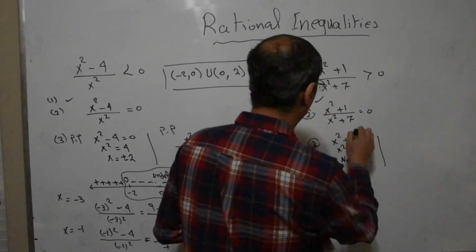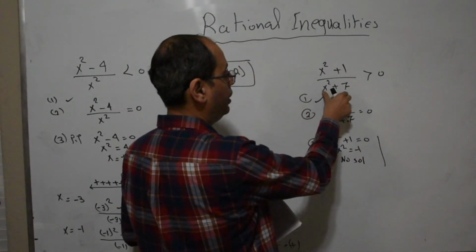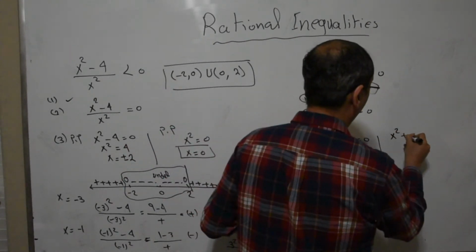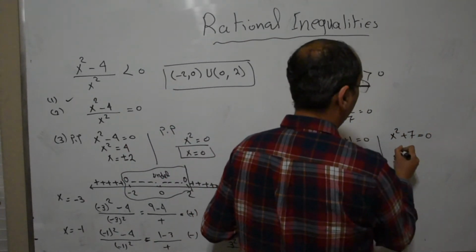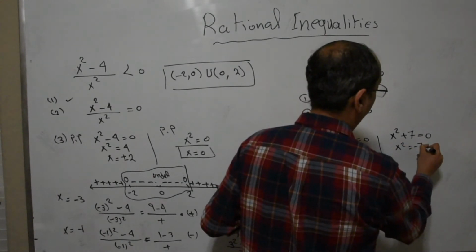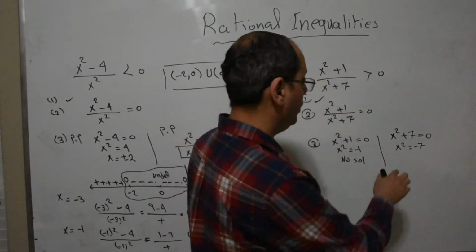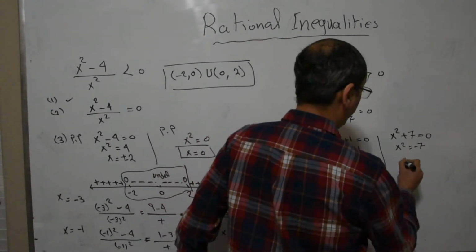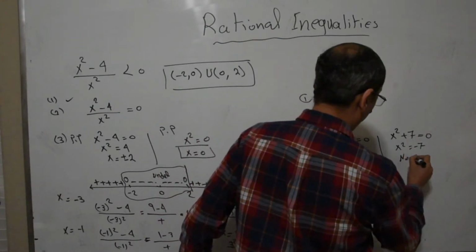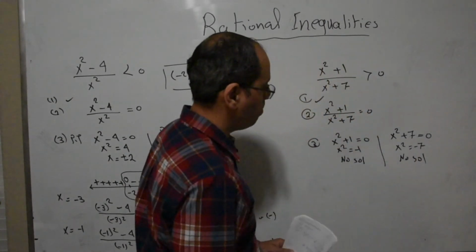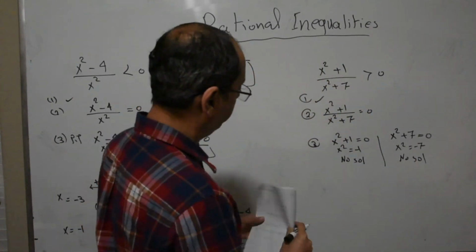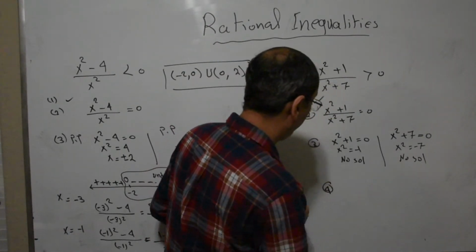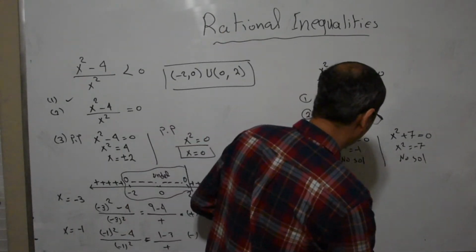Okay, let's go for the domain. We'll see the restricted values. So x squared plus 7 equals 0. So x squared is negative 7. And again, this is negative, so I don't have a real solution, so no solution. Okay, that's weird, huh? So let's go with step number 4.